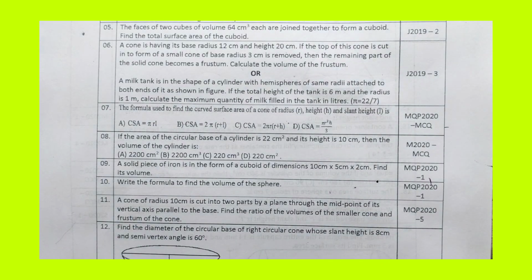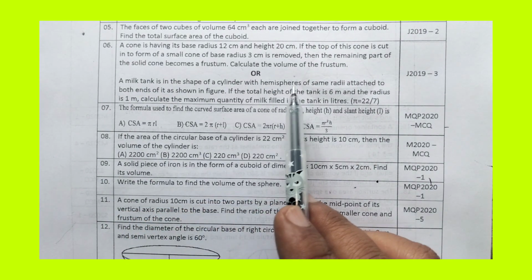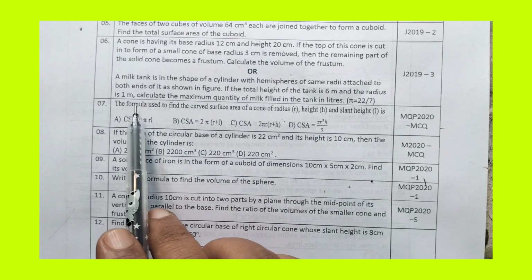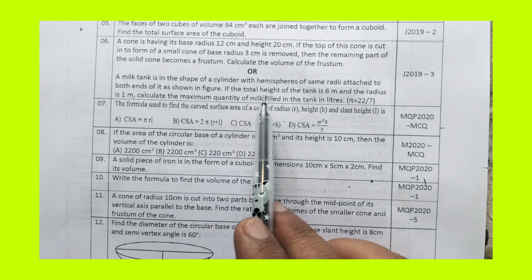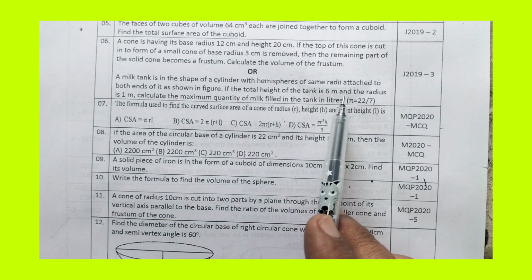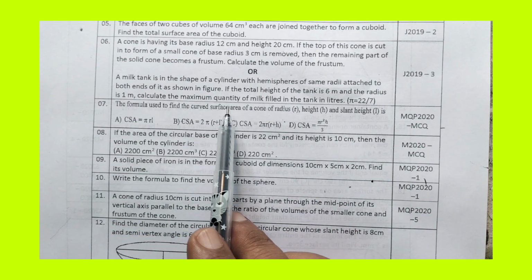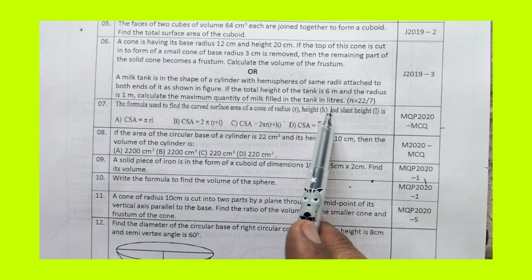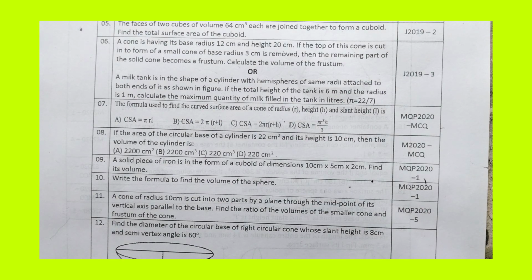So the internal choice question is: a milk tank is in the shape of a cylinder with hemispheres of the same radii attached to both ends of it as shown in the figure. If the total height of the tank is 6 meter and the radius is 1 meter, calculate the maximum quantity of milk filled in the tank in liters, where pi is equal to 22 by 7.